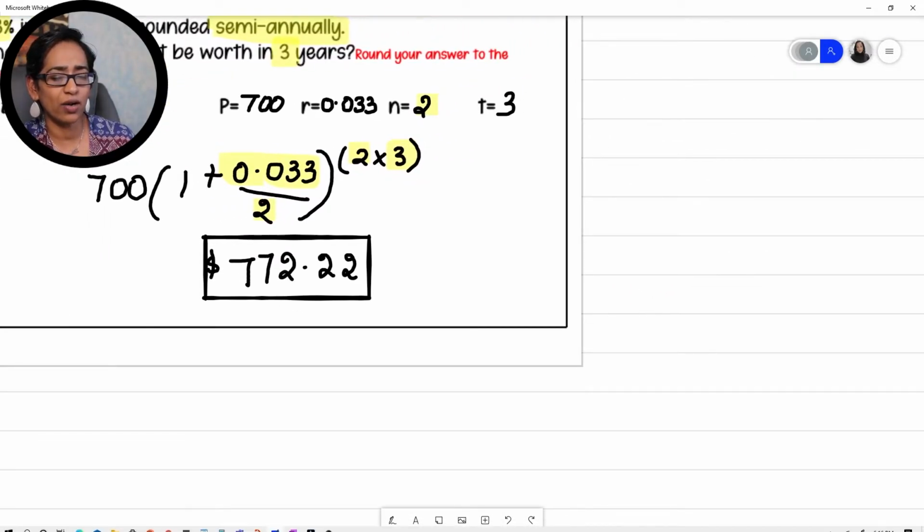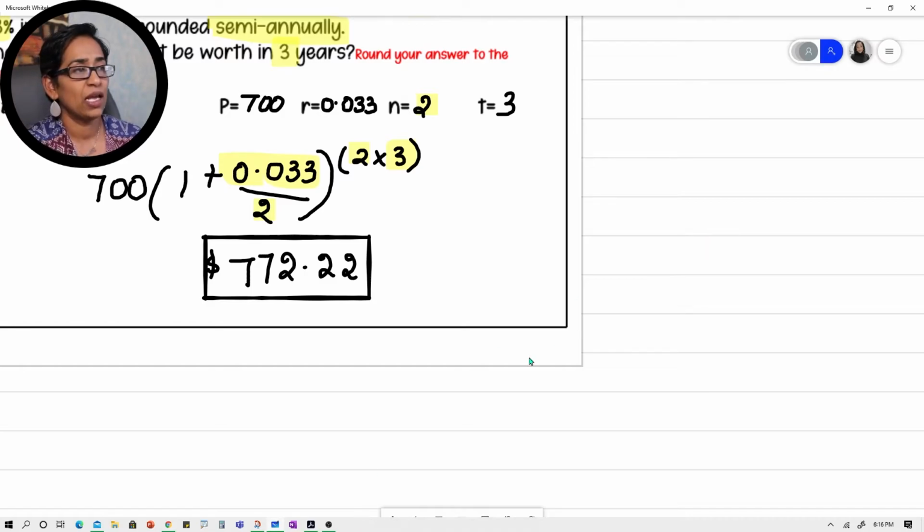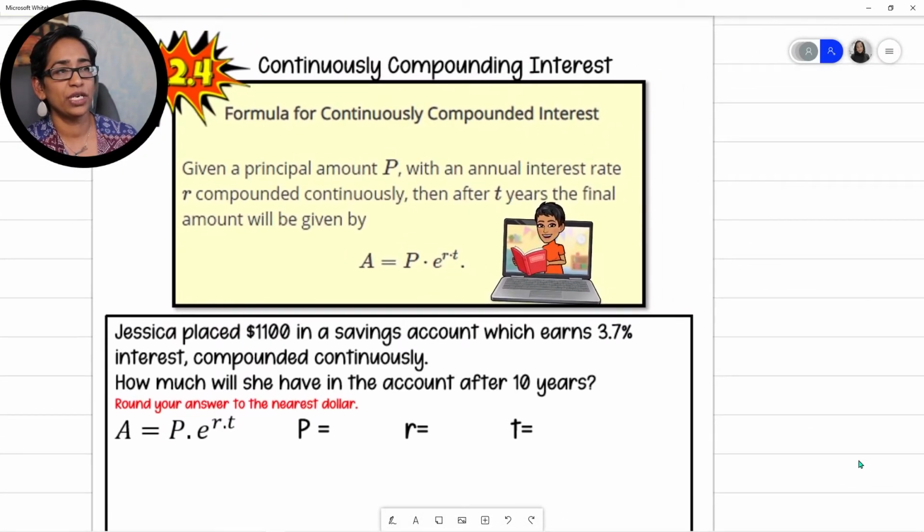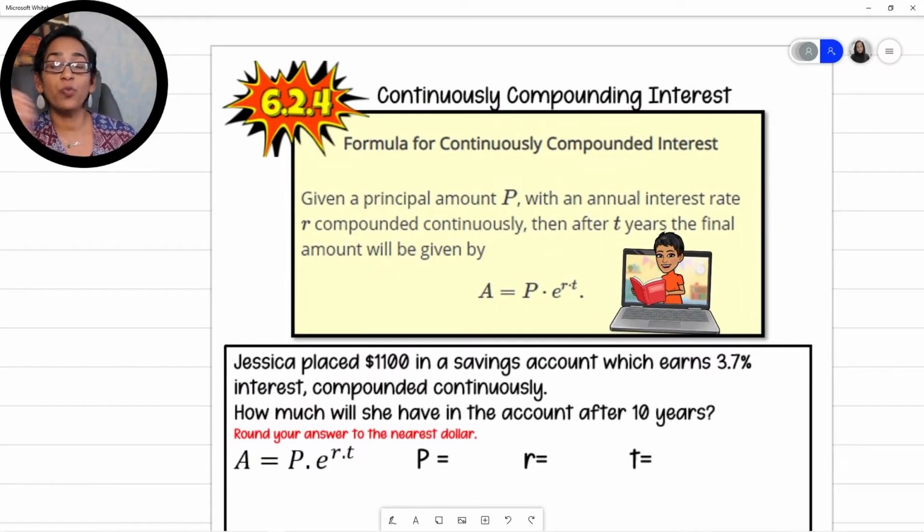All right. Now let's go ahead and look at another kind of computation, which is compounding continuously. So before I go ahead and talk about that, where is my worksheet? Am I missing my worksheet? No, right here. So this is 6.2.4, compounding continuously. So what does continuously mean?